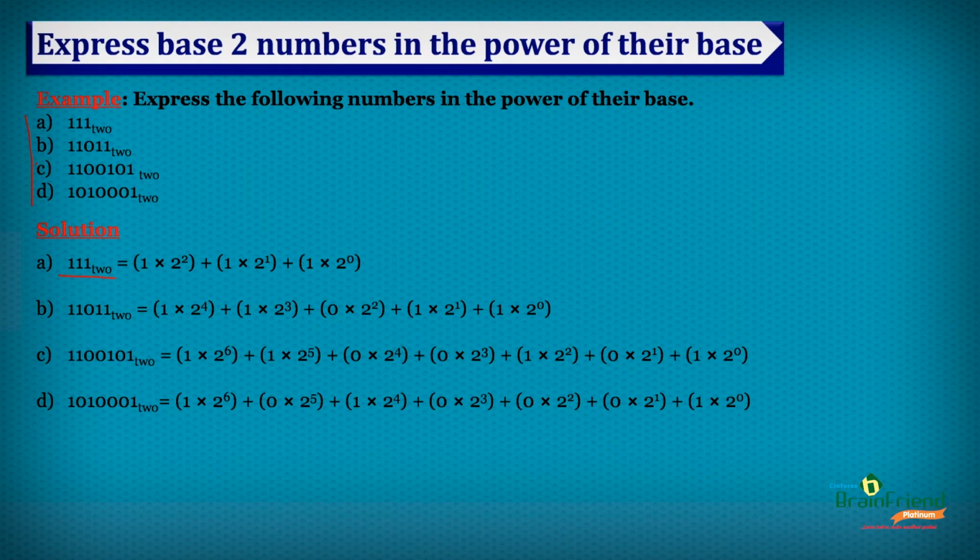So we go ahead and we write the first digit 1. So 1 multiplied by 2. And the second digit, we add and then 1 multiplied by 2. And then the last digit, we as well add 1 multiplied by 2. So from behind, we start numbering the powers. We start from 0, 1, and 2. So this number expressed in the power of its base is given as this.